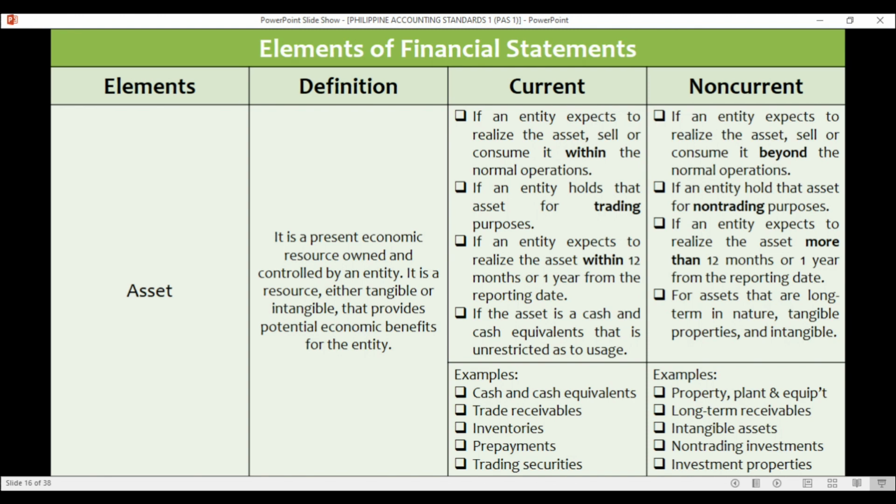Examples of current assets, we have cash and cash equivalents generally, then trade receivables, inventories, prepayments, and trading securities. For non-current assets, we have your property, plant, and equipment, long-term receivables, intangible assets, non-trading investment, and investment properties.